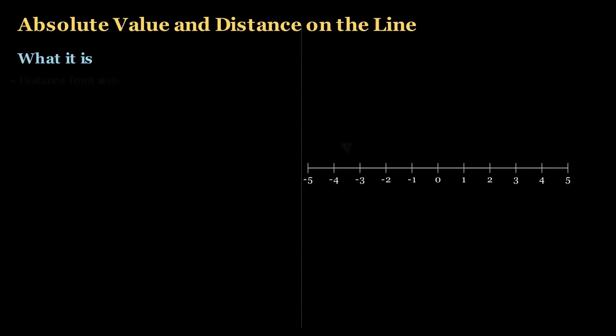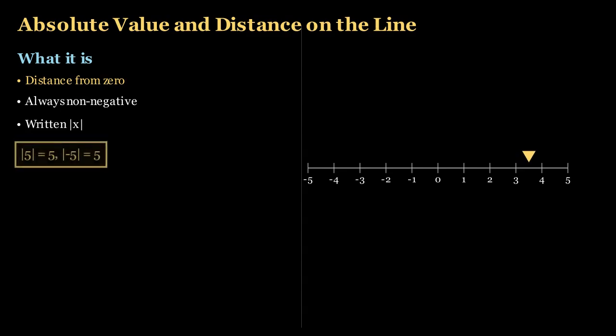Imagine you are standing on the real number line at 0. The absolute value of any number is simply how far away that number is from you, ignoring whether it's to the left or the right. Distance is always a positive amount or 0, so absolute value is never negative. We write it with two vertical bars around the number, like |x|. For example, both 5 and -5 are 5 steps away from 0, so their absolute value is 5.